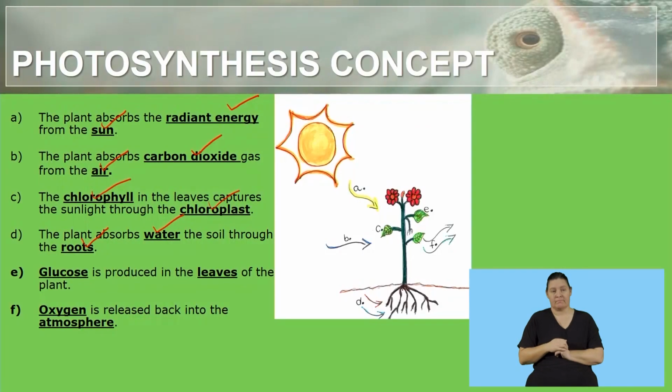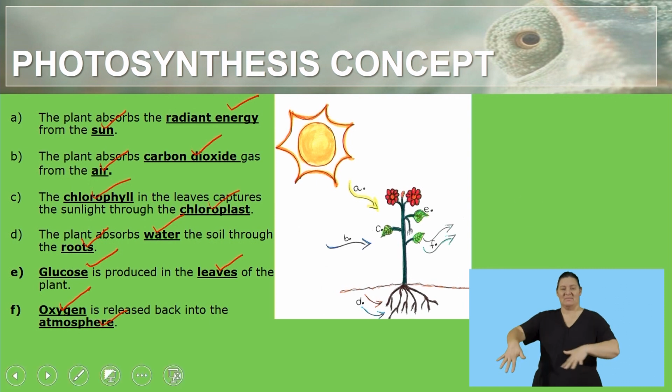And then the next one, remember we spoke about the two things that are being released and produced. So the first one is glucose is being produced in the leaves. Glucose is being produced in the leaves of the plant. And then the next one is oxygen is then released back into the atmosphere. That is the end of our first practical activity.